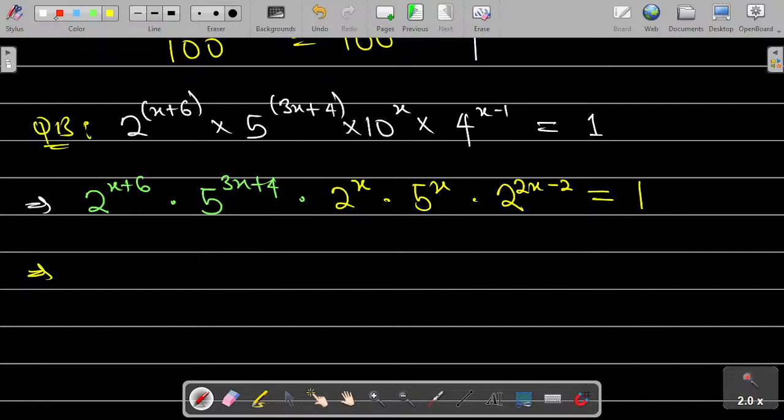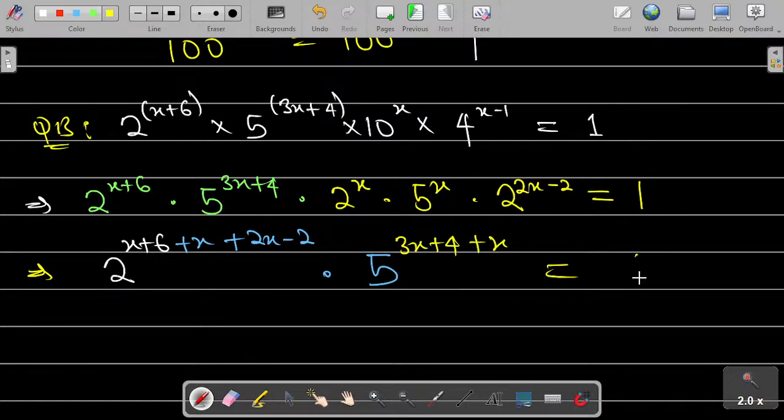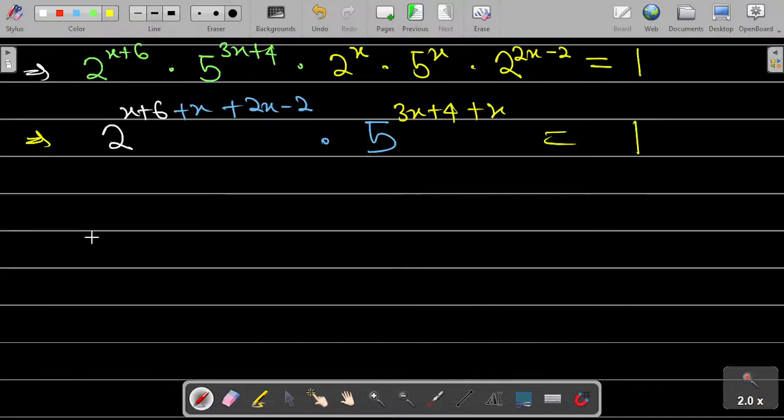We'll now try to simplify. So gather all the ones in base 2, and that's going to be 2 to the power of x plus 6, plus this one, which is x, since it's a product, plus this one, which is 2x minus 2. I've gathered all the numbers in base 2, so I'll go for base 5, which is going to give me 3x plus 4, then plus this one, which is x. There is no other base 5, so come here and have your 1. Simplify your powers and see what it's going to look like.